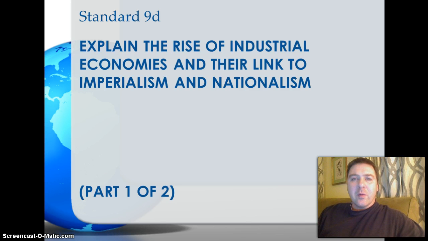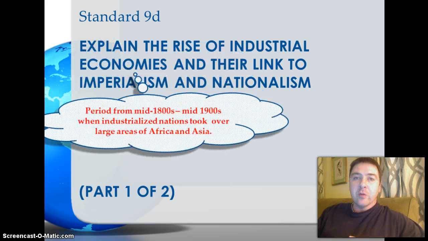This is another one of these benchmarks within a standard that I've often thought should be its own standard. Imperialism is a pretty big period of history, but it is very much connected to the Industrial Revolution, and that's why I think the writers of the standards put it here in Standard 9 along with the Industrial Revolution.